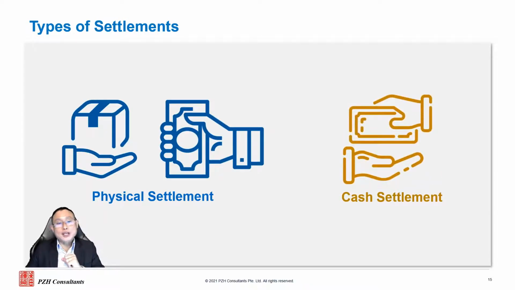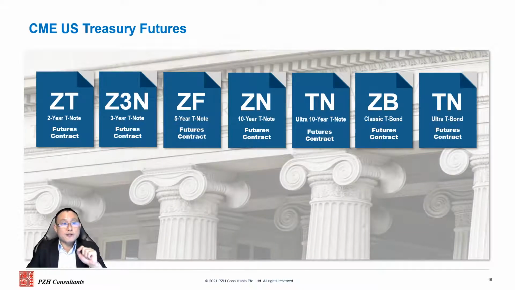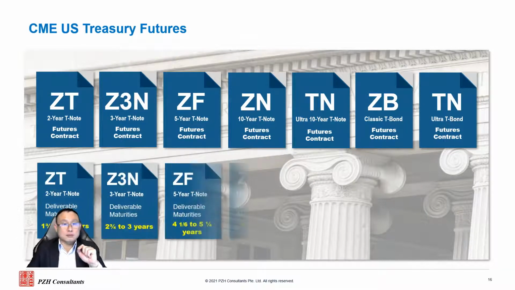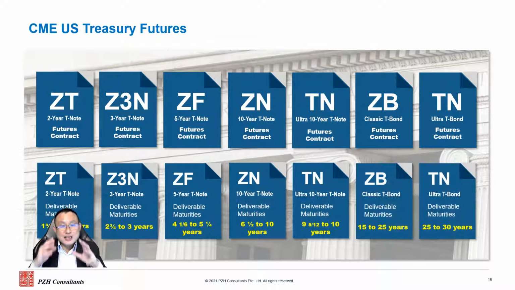So why is this a complication and why did I bring this up? Because traditionally, CME US Treasury futures are physically settled. Come maturity, each of these contracts has what we call a basket of US Treasuries that qualifies for delivery.